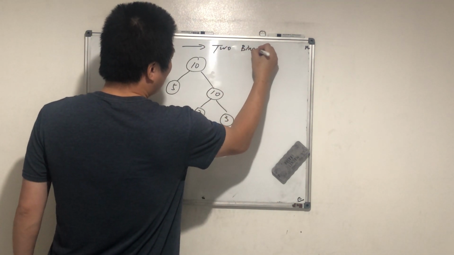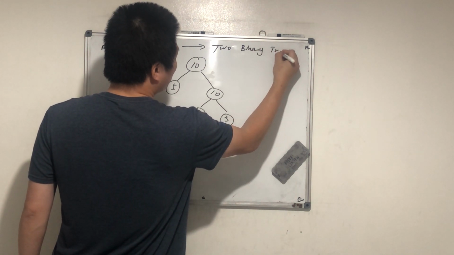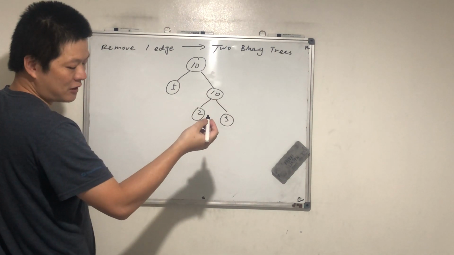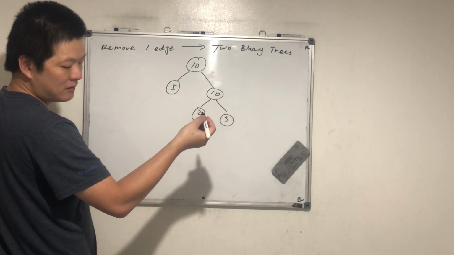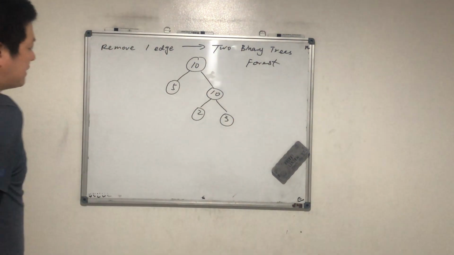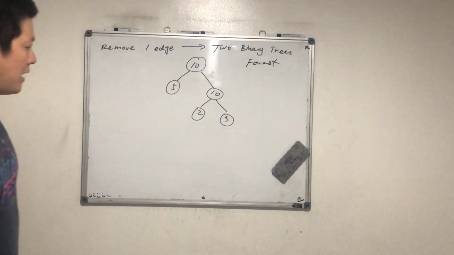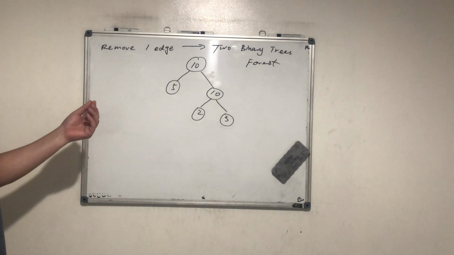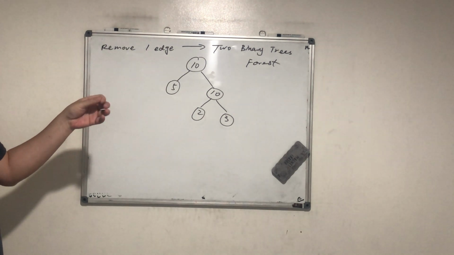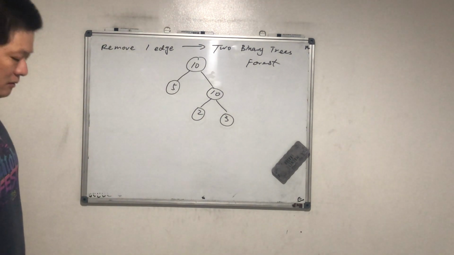If it's two binary trees, what do we also call it? Forest. Yes, forest. This is the concept. If I remove one edge, we want to find out whether it's possible for these two binary trees to have the same total sum.